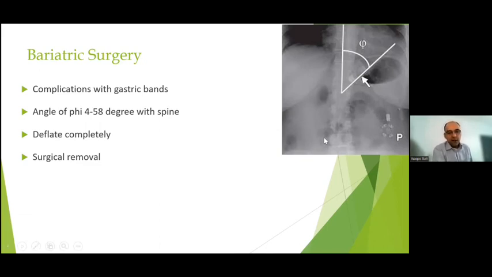And the first thing is to deflate it. So you require a Huber needle, which is like a blunt needle that oncology also use for accessing port-a-caths, but the Huber needle is much longer. So you determine where their port is. It's usually in the epigastrium or the left upper quadrant, and you take out the fluid that's in the band. If that doesn't work, then ultimately these bands need to be removed laparoscopically.